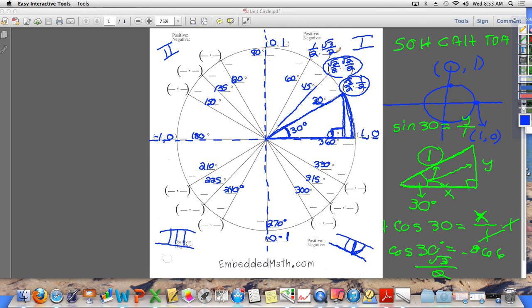Notice 30 and 60 degrees. What do you notice about them? They're opposite. Yes, all you have to do is just switch them. The x and the y switched.